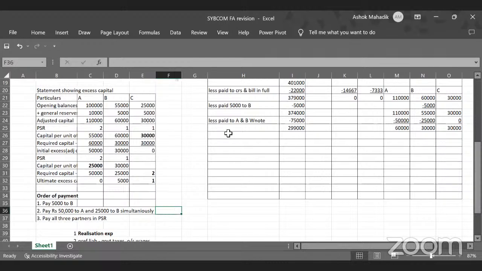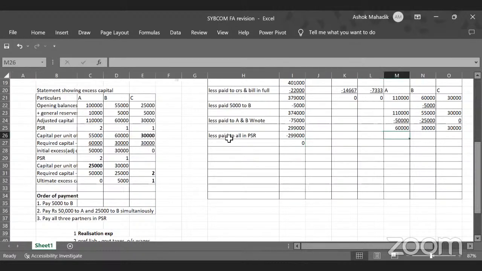Now how much money do I have? 2,99,000. And what is the third order of payment? Pay all three in their PSR. So the full 2,99,000 I have to distribute among them in their PSR, 2 is to 1 is to 1. So I'll write less paid to all in PSR. I'll pay the full 2,99,000. My balance left will be 0.